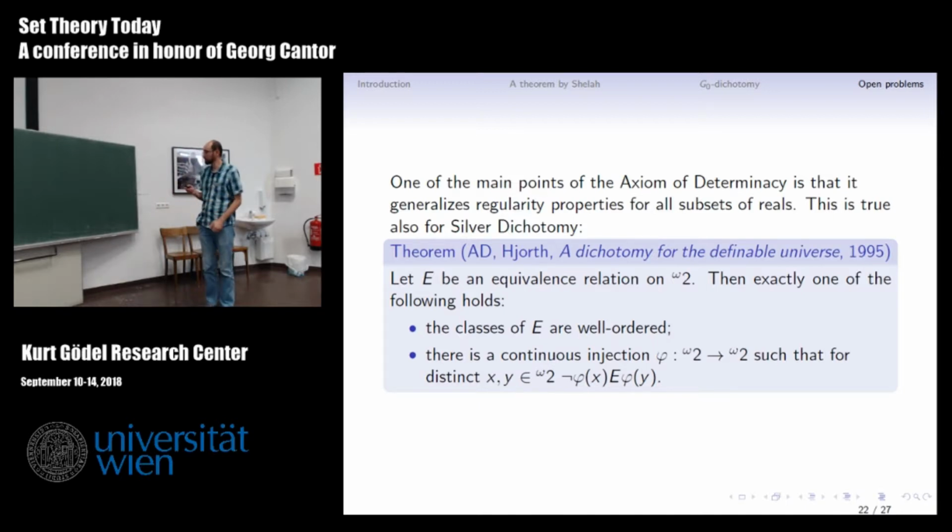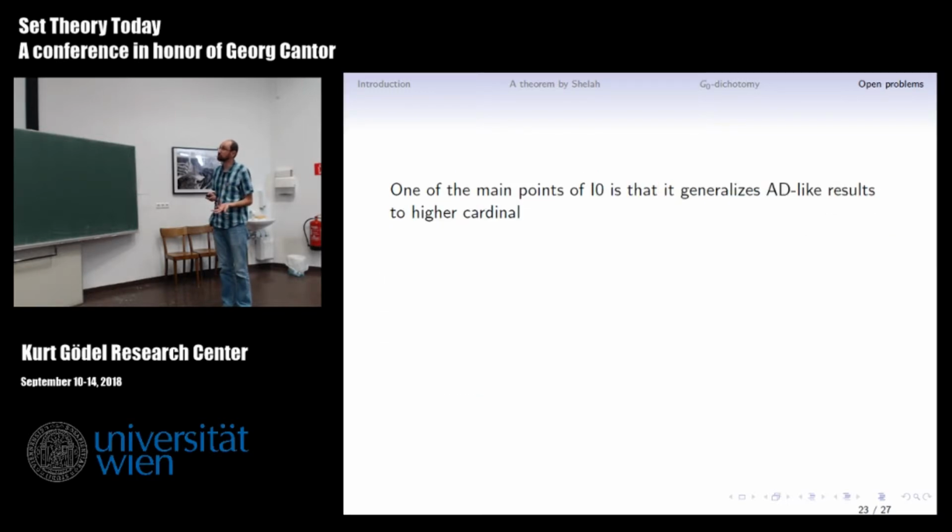It's kind of different. So you have lambda classes, but the classes are well ordered. Oh, maybe this is wrong. Sorry, this is AD in L of R. So AD inside L of R, this is true. I think you cannot have this just with AD. Sorry, I wrote it wrongly. So either the classes of E are well ordered, or there is a perfect set of inequivalent elements. Is this true also in our case under A0?